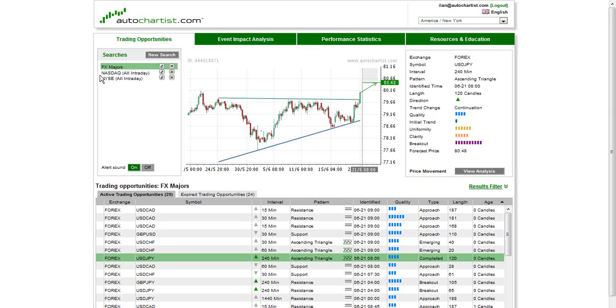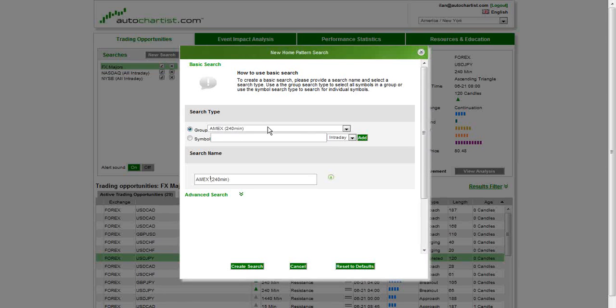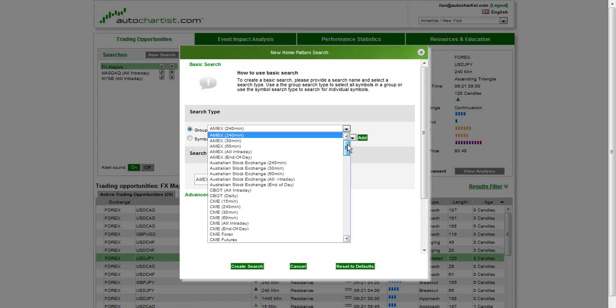The first section we have is the searches panel. The searches panel is where you can customize the list of financial instruments that you want to look for. And it's quite simple to actually create your own custom search. So if you click on the new search button, and I'll give that a moment to refresh on all your screens, you can choose a different financial instrument that you want to follow, or a different group of instruments.